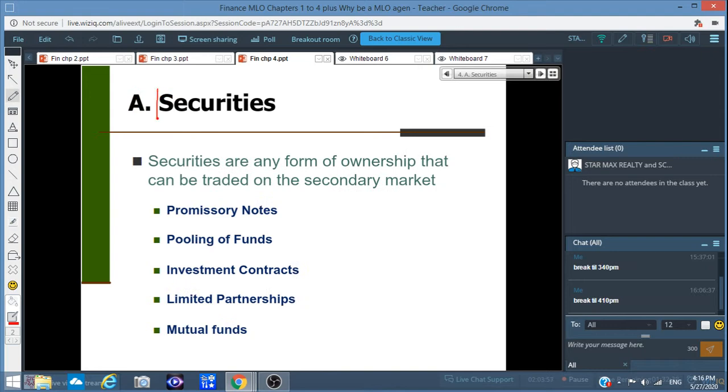So a security may be stock market, bonds, futures, whatnot. Any form of ownership that can be traded on the secondary market. Promissory note, 借款书. Pooling of funds, 它合并起来这些款. Investment contracts, 投资的协议. Limited partnerships, and mutual funds, 共同基金. Everything 都可以做这个买卖的.